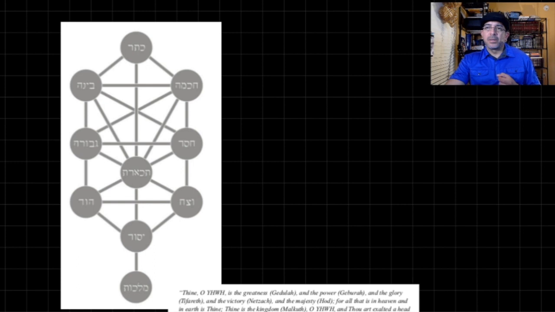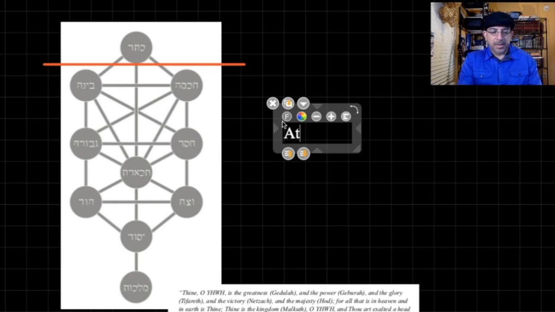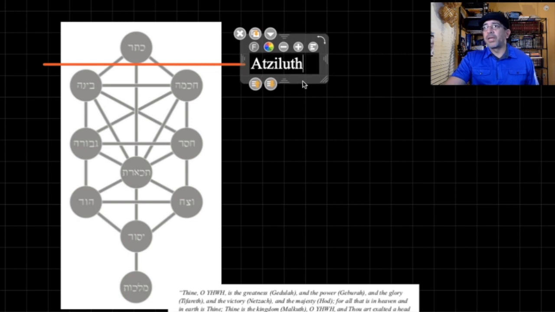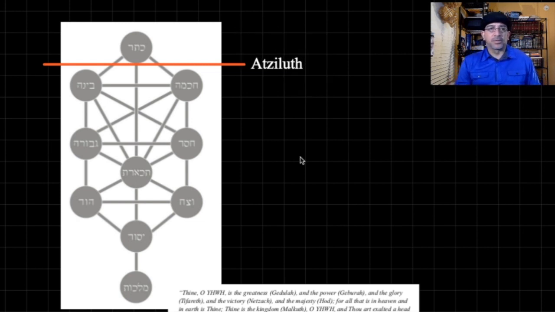Let me explain something as I do this. This Sephirah, Keter, is in its own world, and that world is called Atziluth, the world of emanation. Atziluth, that's what it is.